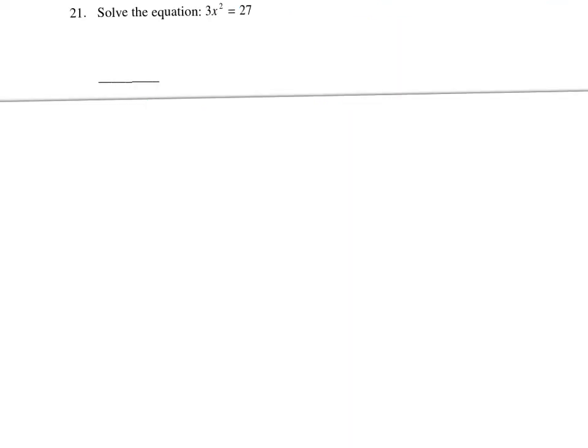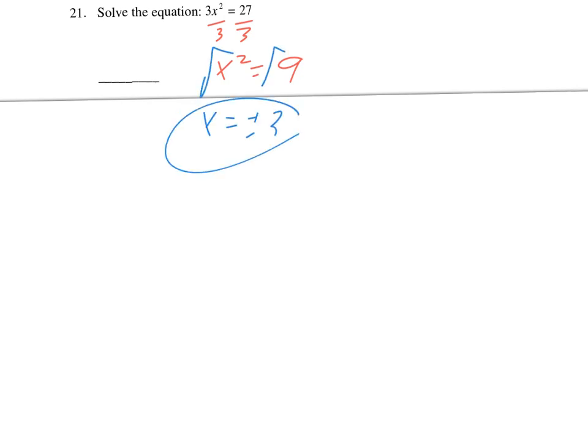Next up here, we need to first divide this by 3 to solve. So we get x squared equals 9. And then we'll square root both sides. And then we get x equals plus or minus 3.